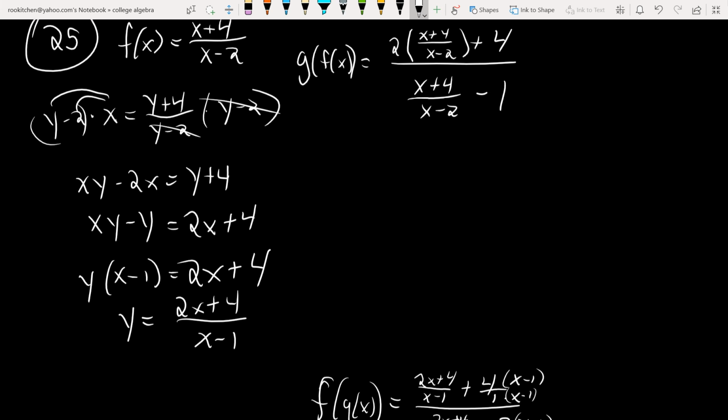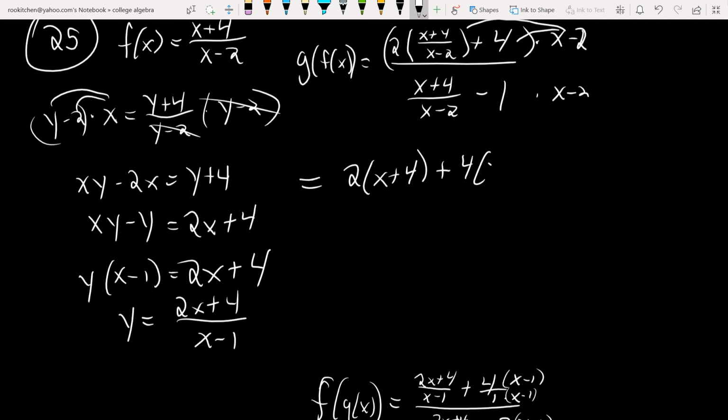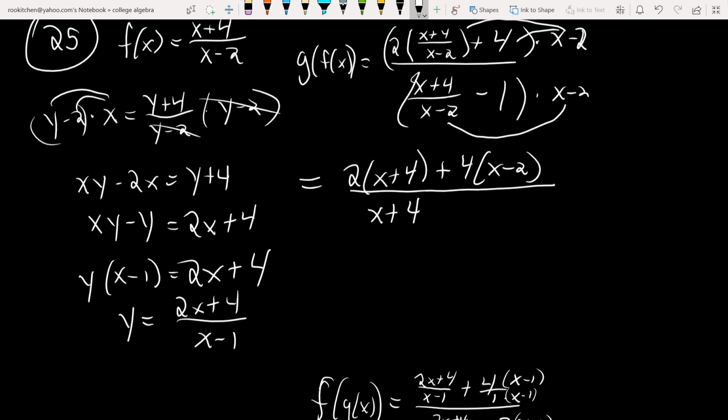Okay, so the quicker way is just to multiply the top by x minus 2 and the bottom by x minus 2. At least I think it's quicker. So when you do the top and you distribute this, the first distribution, the x minus 2's divide out. So you just have 2 times x plus 4. And then plus 4 times x minus 2. Downstairs, the x minus 2 and the x minus 2 there will cancel, and you'll be left with x plus 4. And then this times that will be minus x minus 2.